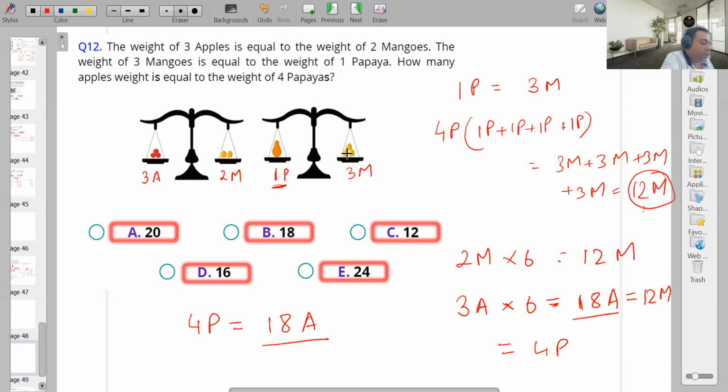All right. Just notice here, if we add 4 papayas here, sorry, 4 papayas, then we'll get 12 mangoes here. Okay, and 12 mangoes is 6 times of this 2 mangoes. Therefore, it will also be 6 times of 3 apples, which will be 18 apples. Right. So we'll move on to the next question.